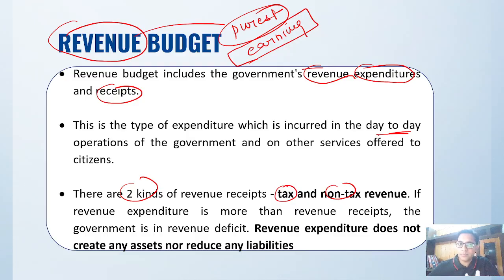So revenue expenditure does not create any asset nor reduce any liability. Okay, that you have to remember. Revenue expenditure does not create any asset because this is used for day-to-day activities, day-to-day operations, and nor does it reduce any liability because these are not part of your liability. These are your pure source of income, from tax and non-tax revenues.